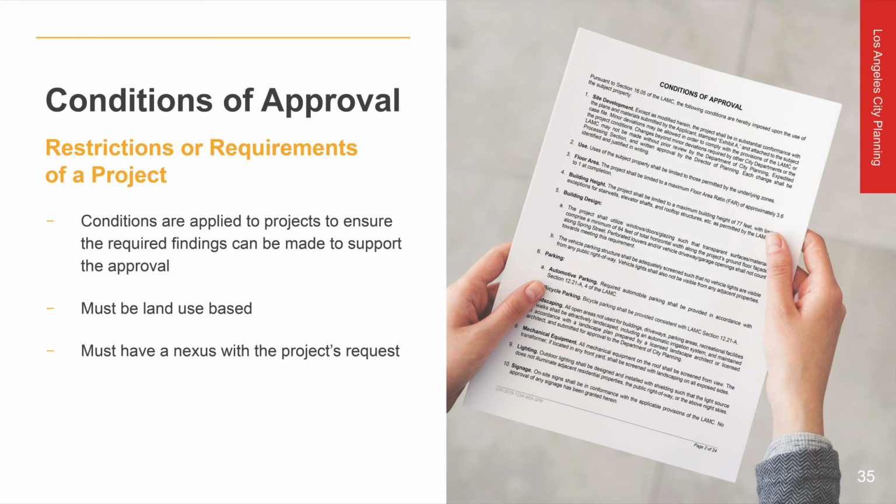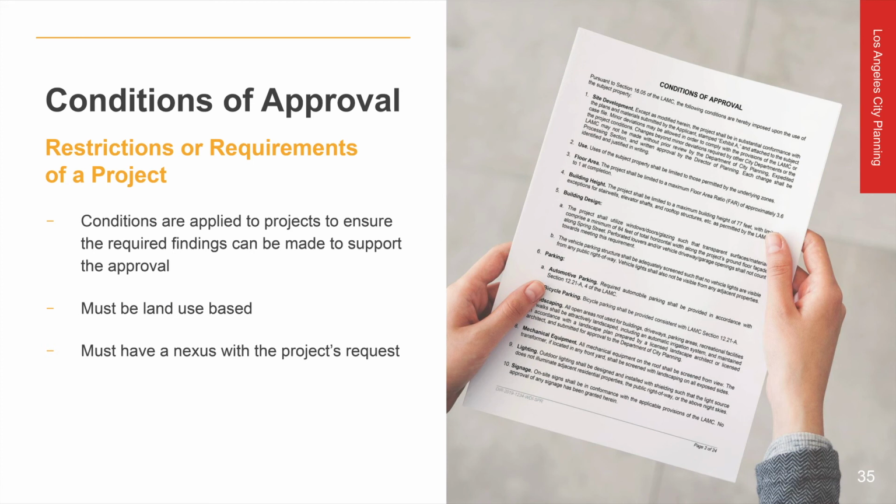It's important to note that there are limits to what a decision maker may condition. For example, in a request for a conditional use permit to sell alcohol at an existing restaurant, the decision maker may impose a condition to prohibit the private use of the restaurant for after-hours parties. However, the decision maker would not have the authority to condition the design of the restaurant. This is because the decision maker is only considering the proposed use to sell alcohol.